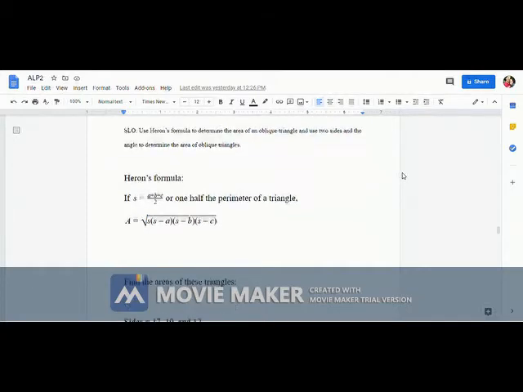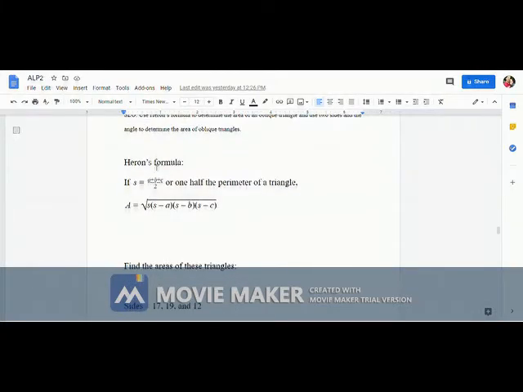So, to start, Heron's formula is simple. The area of a triangle equals the square root, actually, of S times S minus A times S minus B times S minus C. And as you can see here, S is 1/2 the perimeter of the triangle.